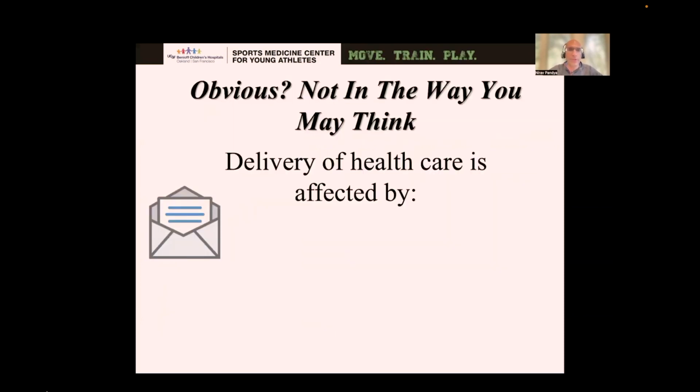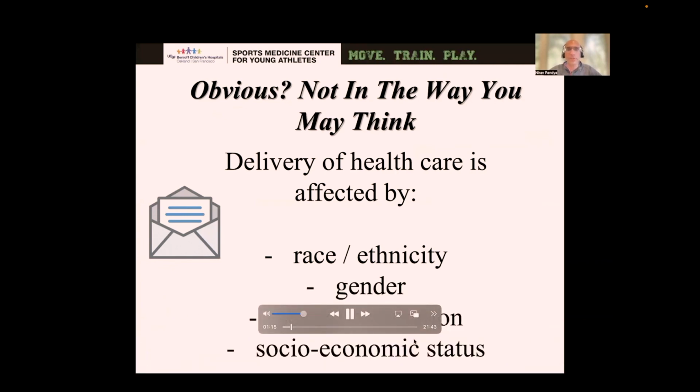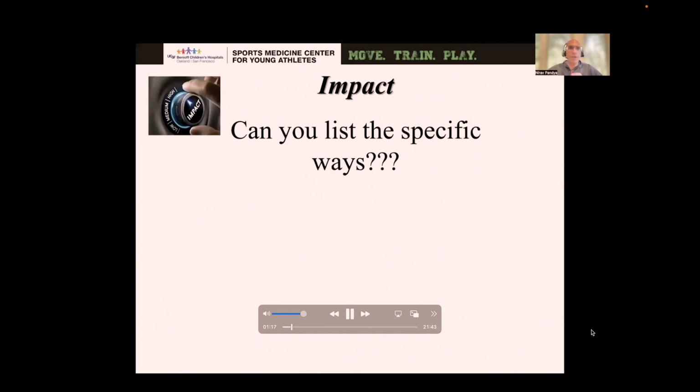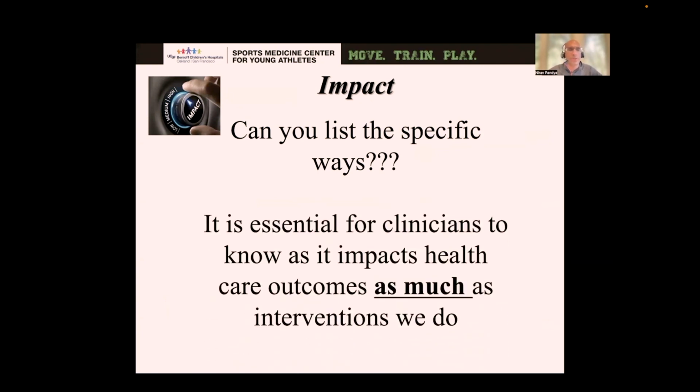Now, the delivery of healthcare is affected by multiple different factors. It's affected by race and ethnicity, gender, sexual orientation, and socioeconomic status. But what is that specific impact? How do each of these factors actually impact the care that's received? It's important for clinicians to know, as this impacts healthcare just as much as all the scientific things we look at, as much as what graft is used for ACL reconstruction or what fixation technique is used for an osteochondral lesion. Sometimes race, socioeconomic status, ethnicity, etc., have a greater impact on the outcome after a procedure than those other factors.